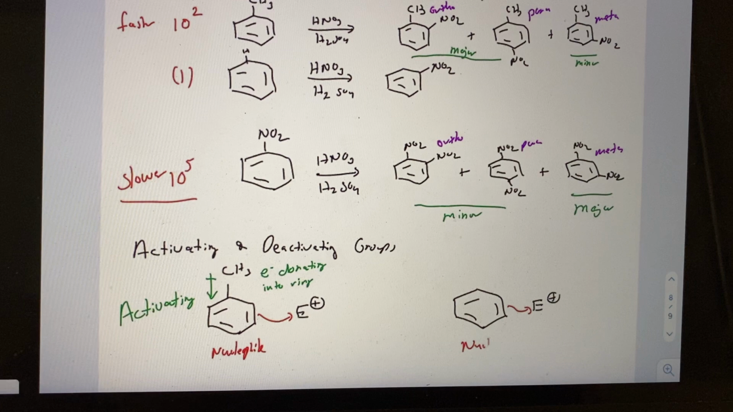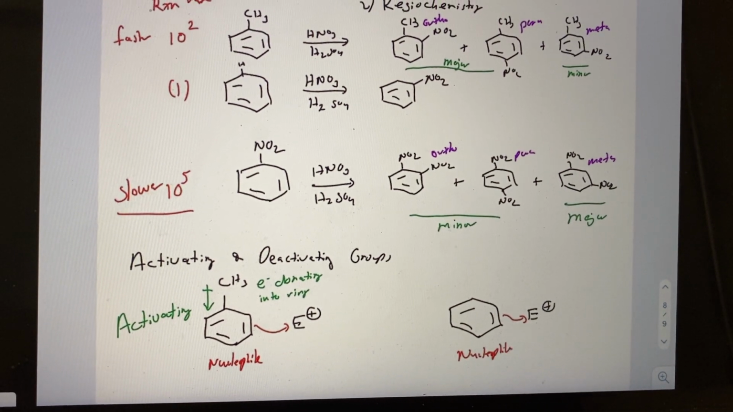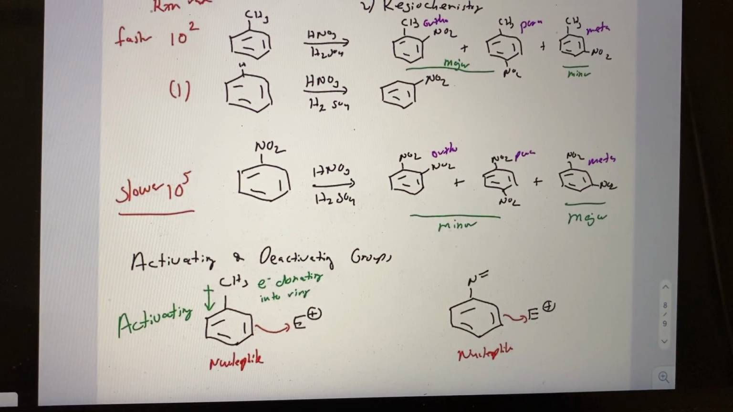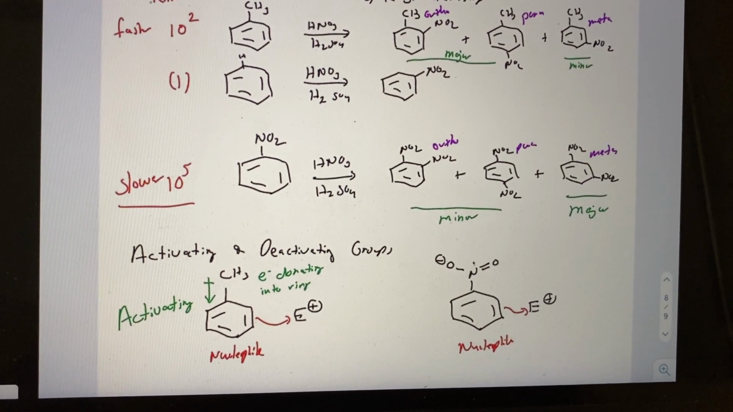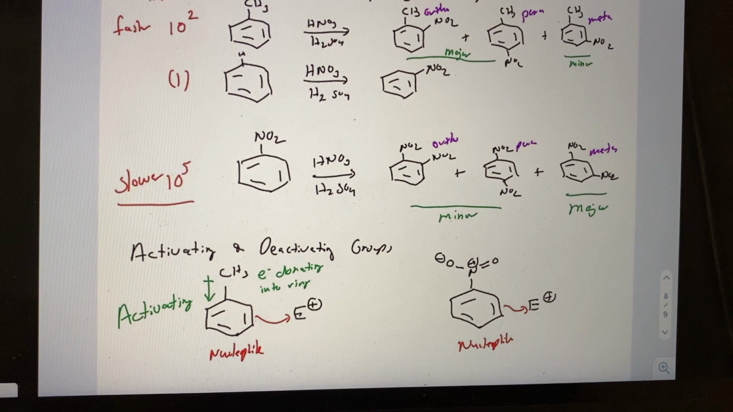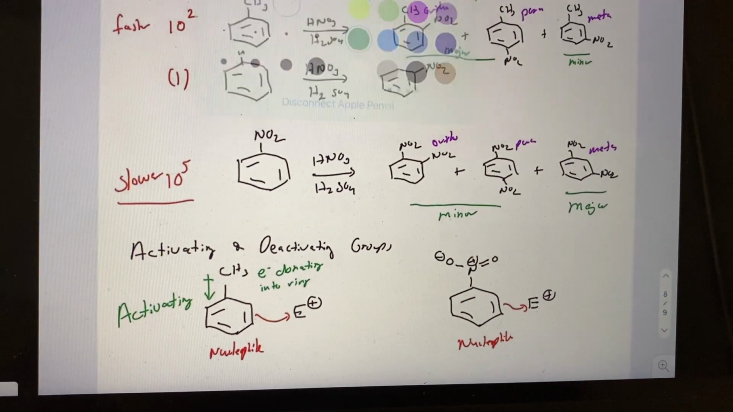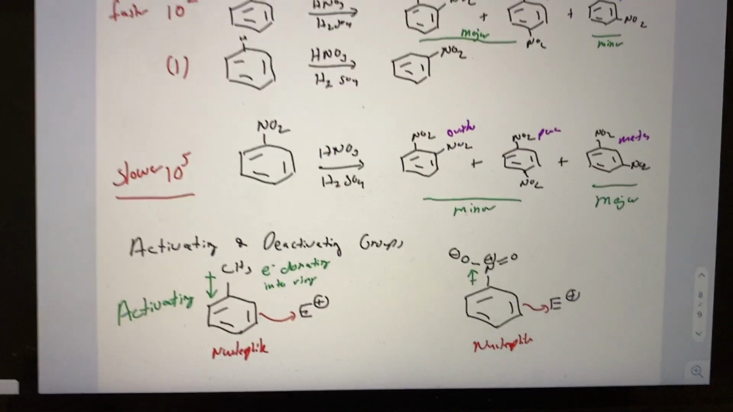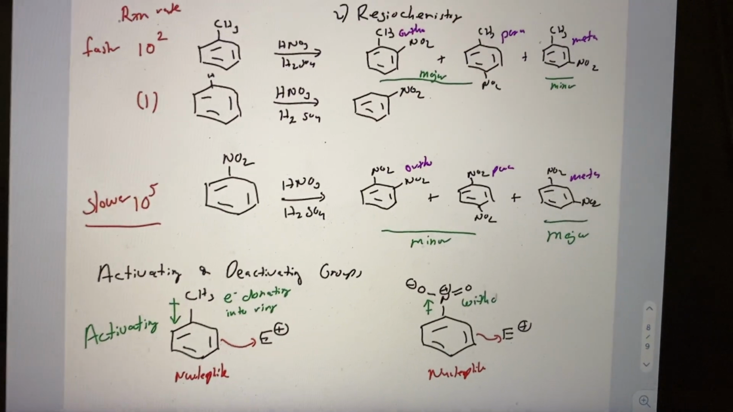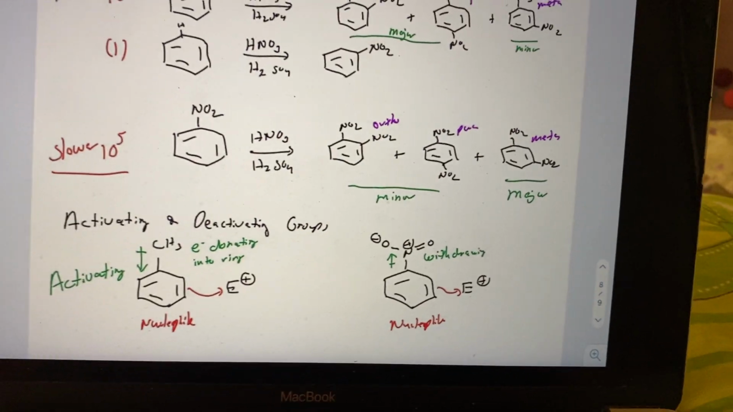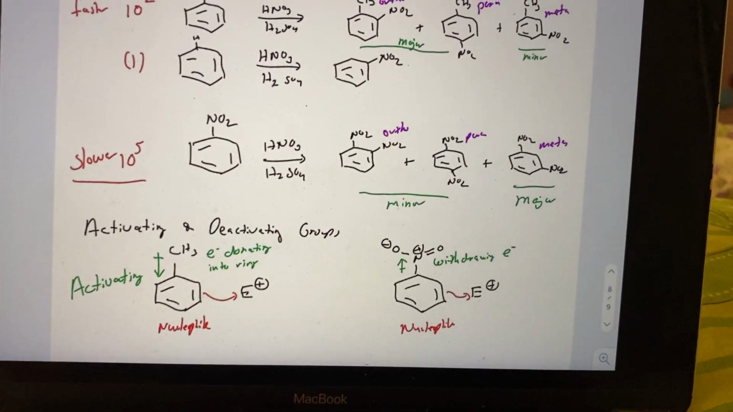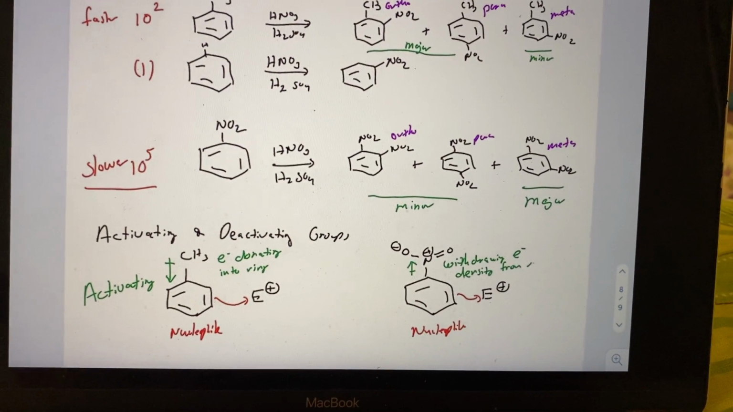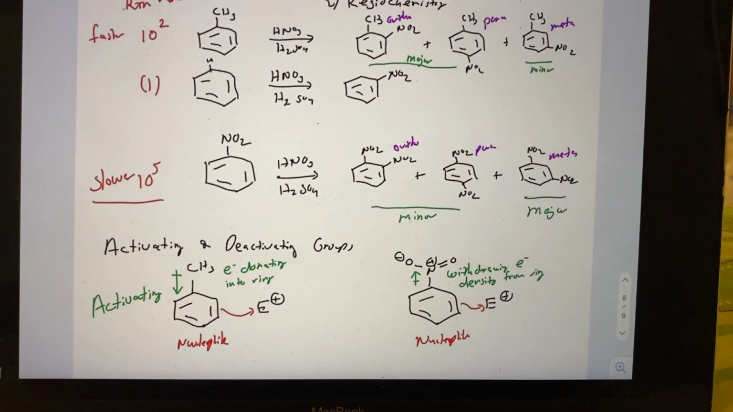Again, this is acting as a nucleophile. If we have nitro, let's just draw it out here, this positive formal charge on this nitrogen, this nitro group is pulling electron density away from the ring, or withdrawing electron density from the ring here by induction.